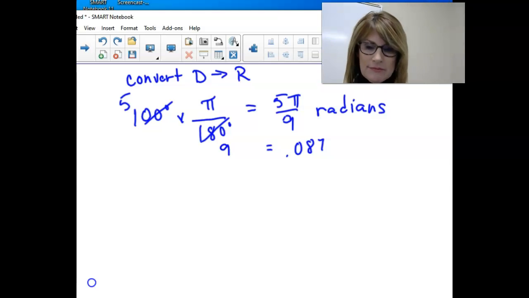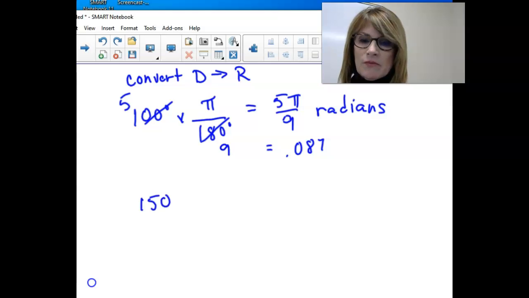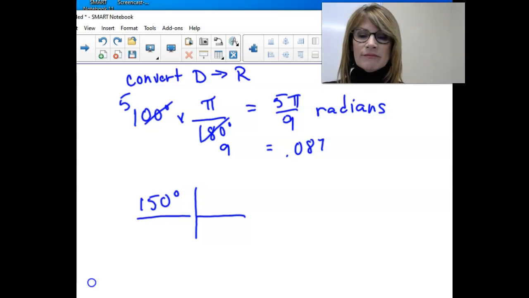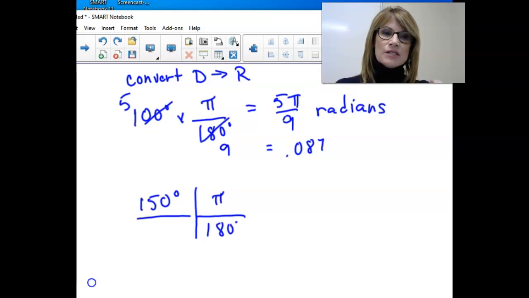I want y'all to try this one. 150 degrees, and decide what you want to multiply by. Pi over 180 or 180 over pi. Again, degrees go on the bottom, radians go on the top, and you'll notice I wrote this two different ways. One time I wrote it as a fraction, and the next time I wrote it as a unit conversion, the way that you would see it in chemistry. Either one's okay, it's just another way of multiplying fractions.